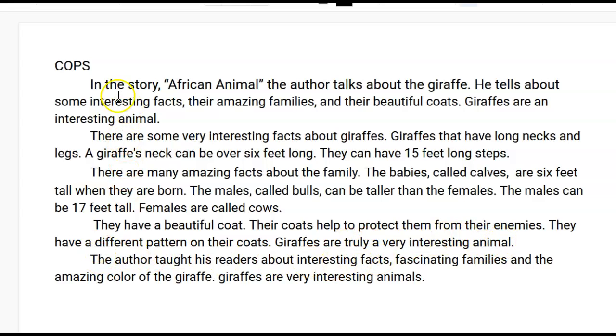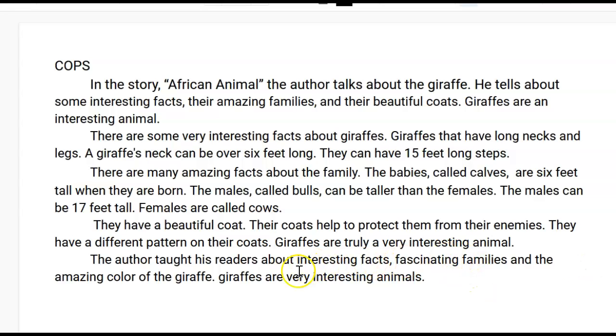Now the author is going to rewrap, just like they did at the beginning. The author taught his readers about interesting facts. Yep, the first paragraph is about interesting. He has it listed first there. So there's that connection. Fascinating families. There's amazing families, but he used fascinating to make it more interesting. And this is about the amazing facts about the family and the amazing color of the giraffe.